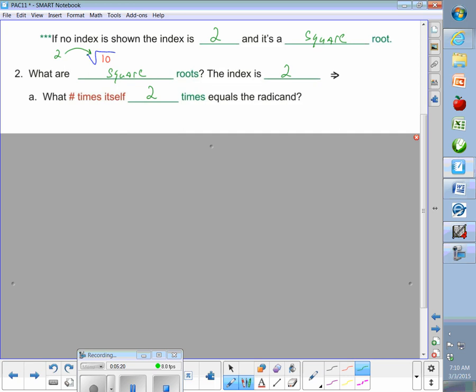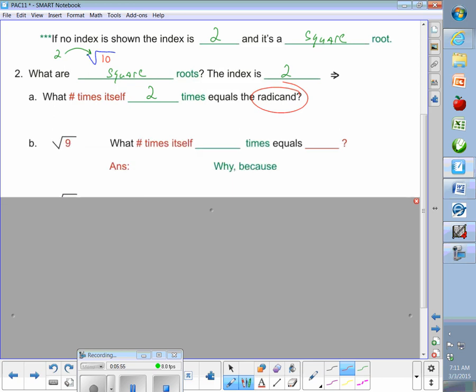If we were doing a cube root, don't write this, but if the index were 3, it would be what number times itself 3 times. If the index were 4, what number times itself 4 times? If the index were 5, what number times itself 5 times, etc., equals the radicand. That's what roots are. So in this case, a square root, what number times itself 2 times equals our radicand. That's a square root. All right, so let's do a couple examples here.